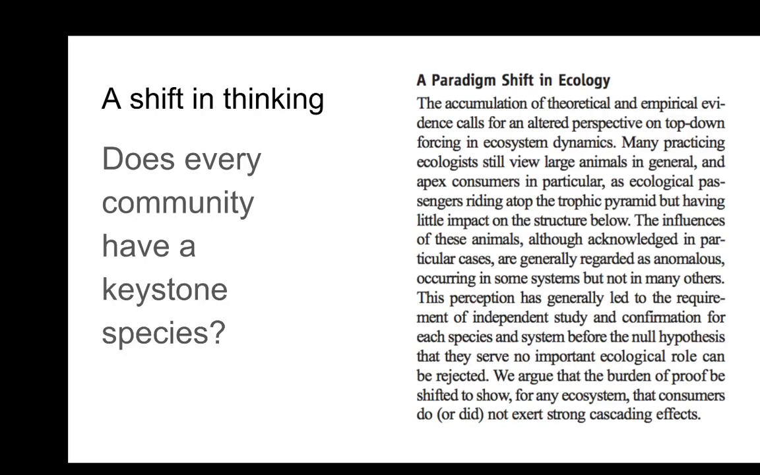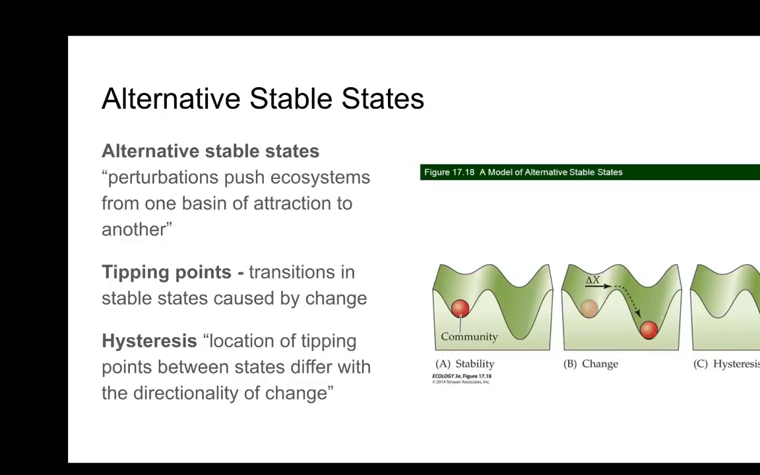And one of the things that I wanted to bring up in this is that research into keystone species is kind of changing the way people are thinking about ecosystems and the way that they operate. You'll read through this, and you can see that there are people that are proposing that the null hypothesis be that every community has a keystone species, and it's up to ecologists to prove that that's not true, rather than the other way around. And so it just kind of represents a way that science changes with new information. I just think that's an interesting thing to point out.